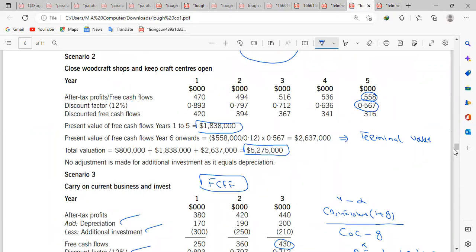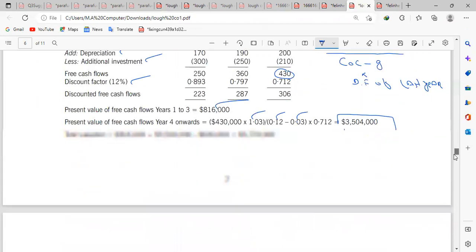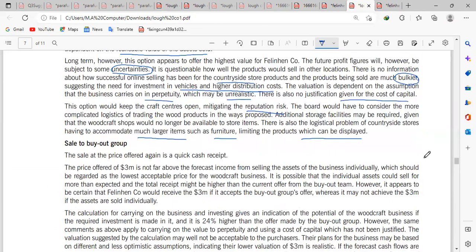No, sorry, this was scenario 2. Oh, sorry, 2970. This was 2970, and they are giving you the 3 million. It just means that you can say it is the over-and-above value.